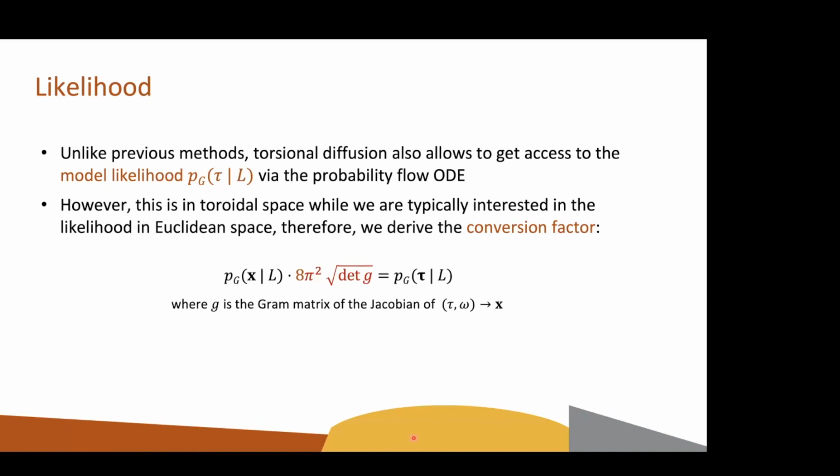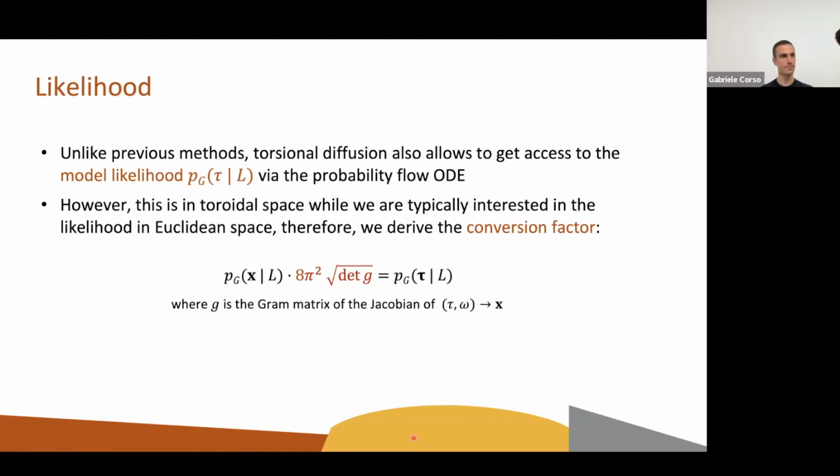And so first we have to derive a conversion factor that tells us the conditional distribution in Euclidean space, based on the density of the torus. And I won't go through the details of this derivation, but you can refer to the paper. So is this like a change of variable conversion factor?